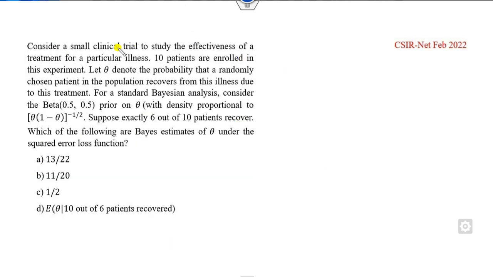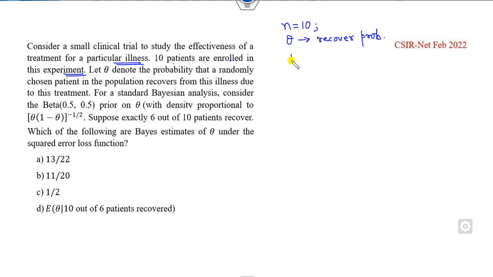Okay, look at this another one. Suppose a small clinical trial to study the effectiveness of a particular illness treatment. 10 patients are enrolled in the experiment. Theta is the probability of a randomly chosen patient recovering, that is the recovery probability. Fine, this is given to you.